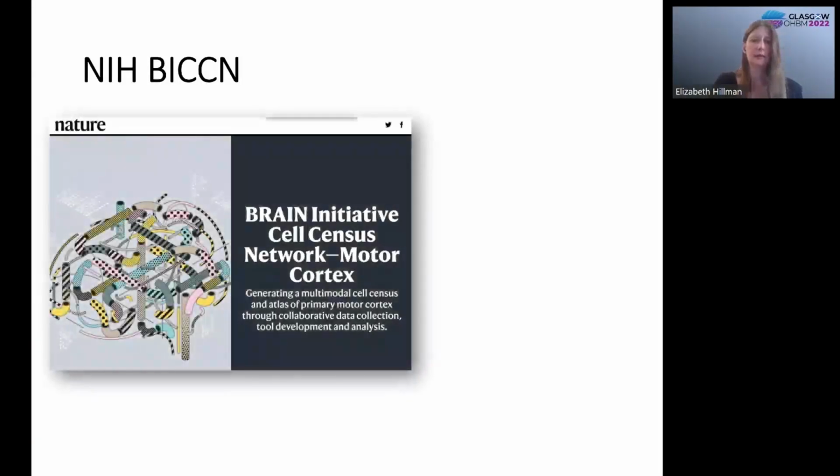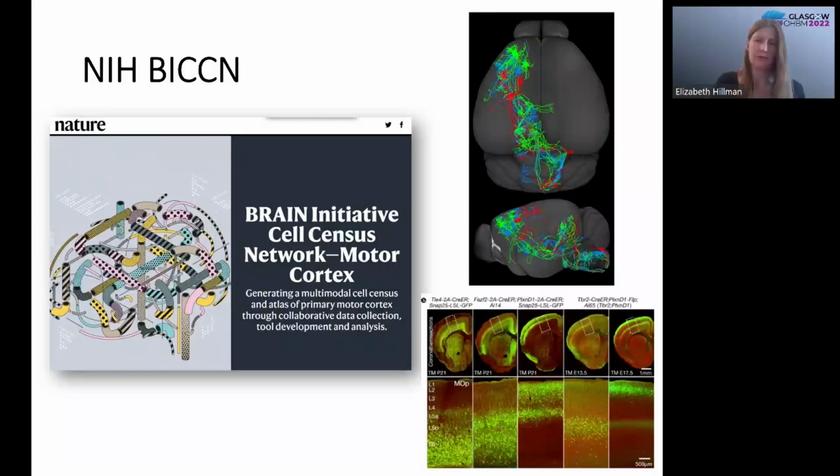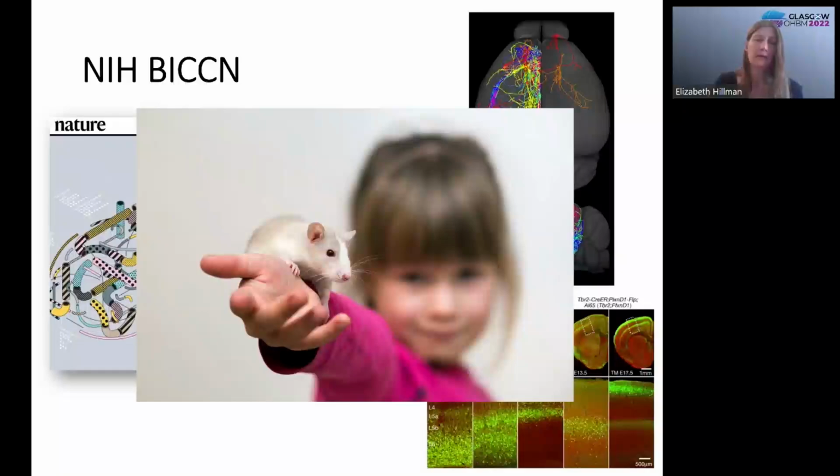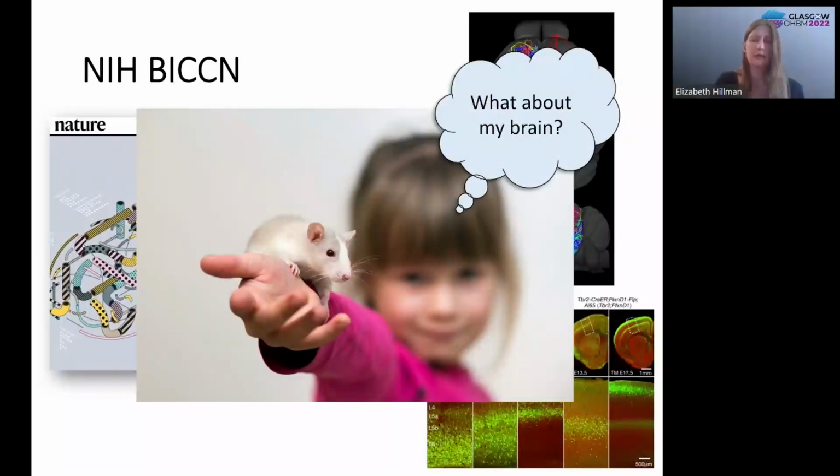The National Institutes of Health BRAIN Initiative Cell Census Network has done incredible work over the last few years, using all sorts of new technologies to map out connections and cell type distributions throughout the mouse brain. And although this has taught us a huge amount about the brain and how it works, it's a fair question to ask, what can we do next? How can we take what we've learned here in the mouse and all of these new technologies and translate it to getting new knowledge about the human brain?